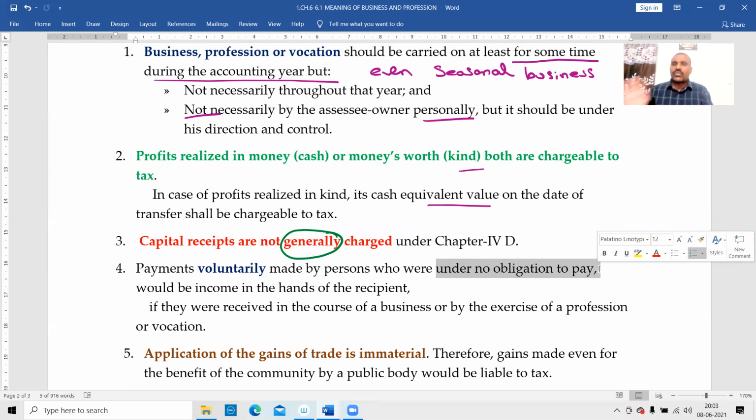There is no obligation for C to pay money to me, but still C has paid. That's why it is a voluntary payment. For C, it is a voluntary payment. For me, it is a voluntary receipt.